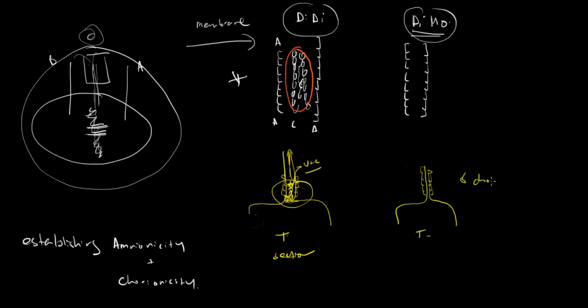So those are the two ways. You could either do a membrane roll or a T-section in order to establish amnionicity and chorionicity. So that's the first role of the pathologist. And when I say role of the pathologist, I mean role of the pathologist beyond what you need to do anyways in a singleton placenta.